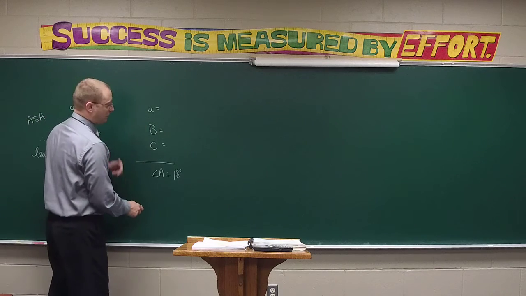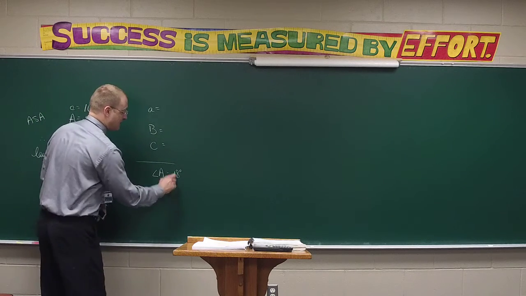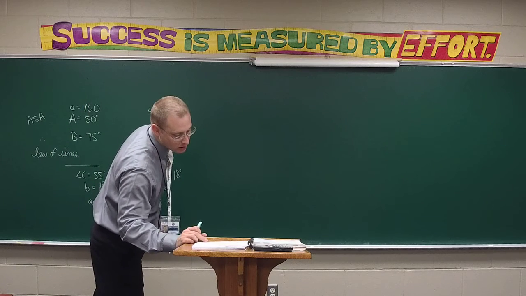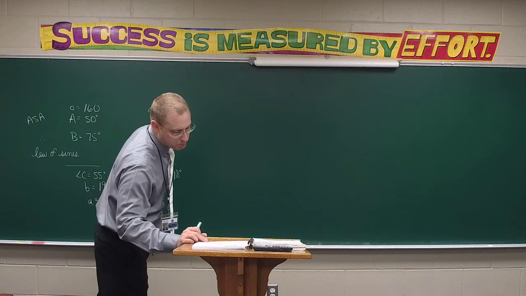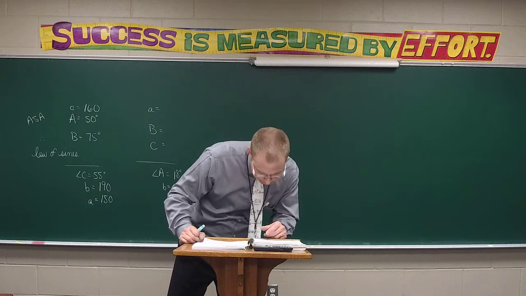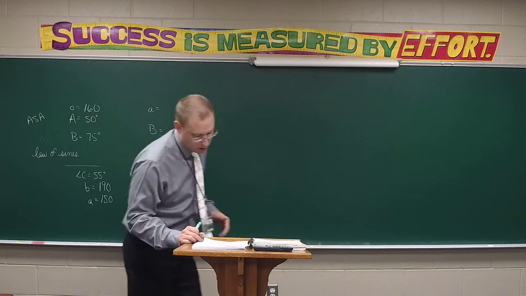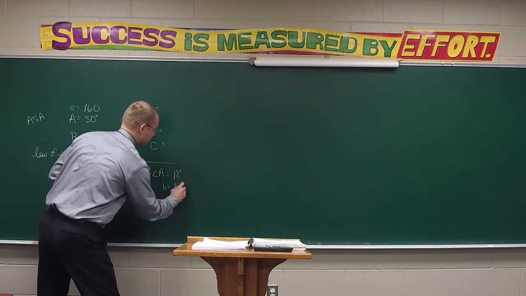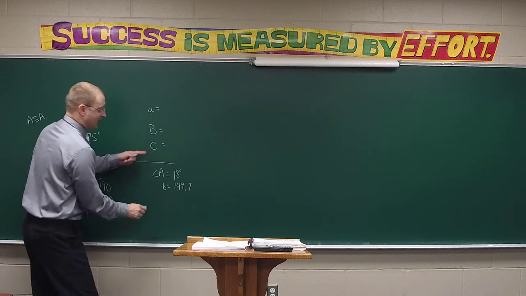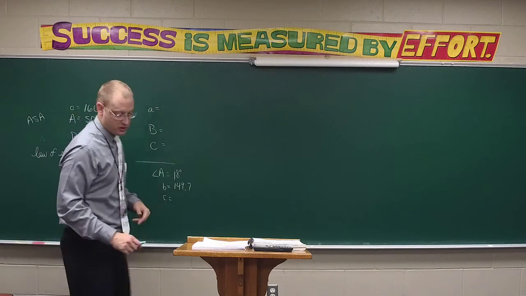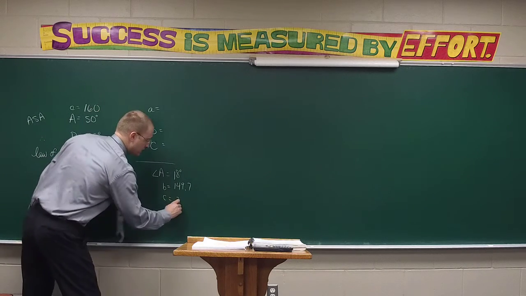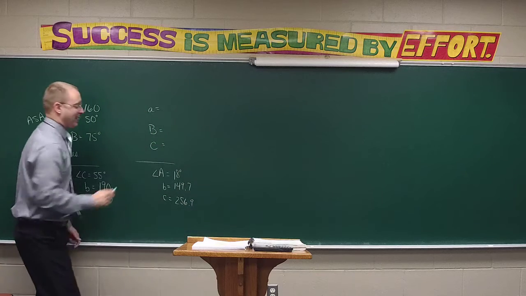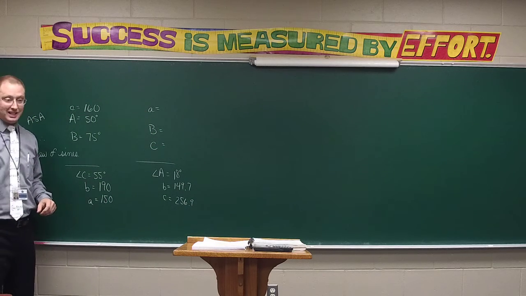And then once we've got side A and angle A, there's a completed ratio. We can use that completed ratio to find the missing side B. Chris? Missing side B is 149.7. Yes, I'm sorry, I was looking at the wrong thing. 149.7 is correct. And then the missing side C, to go with the angle C, we found to be what, Jamie? 256.9. Good, 256.9. Did we get all three of these answers correct on 10?